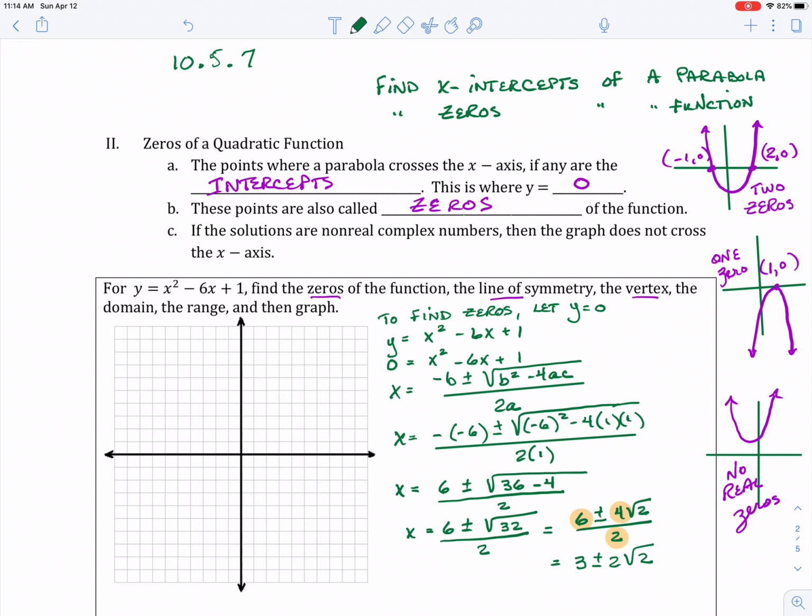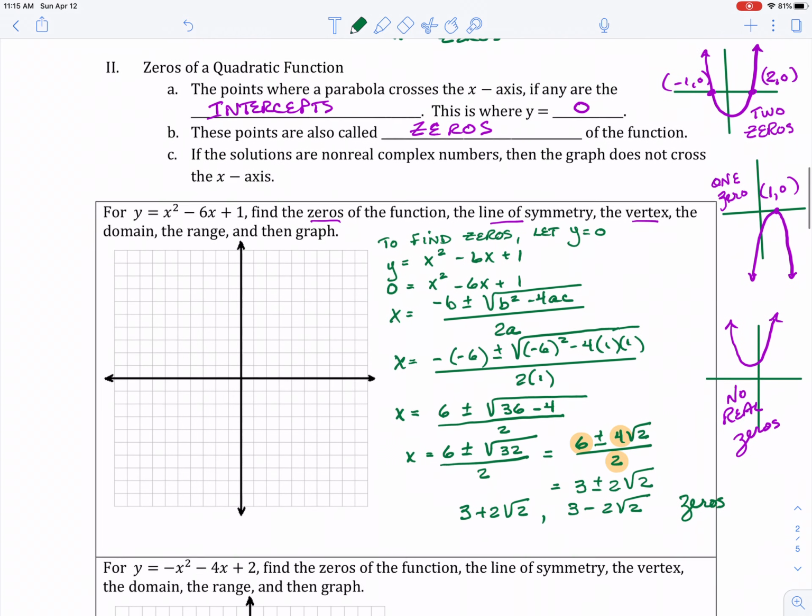So there are my two x-intercepts. There's one at 3 plus, and there is another at 3 minus. And we'll calculate some decimal values. So these are called the zeros. All right, the second thing I need to find is the vertex.